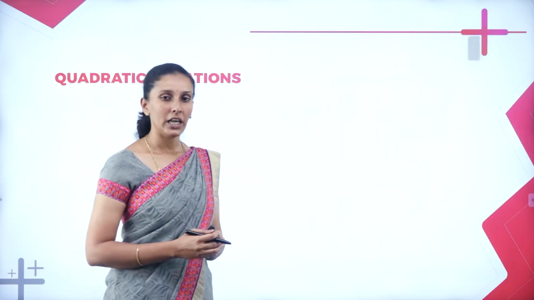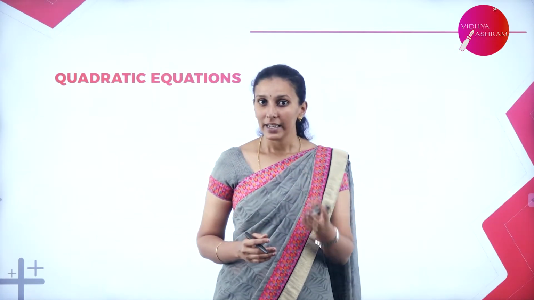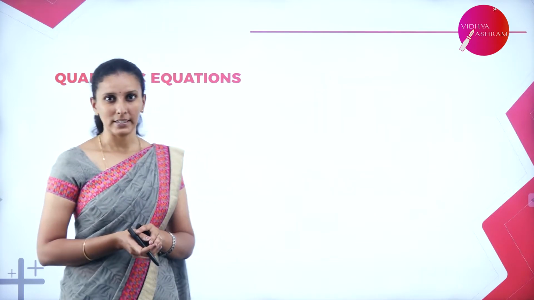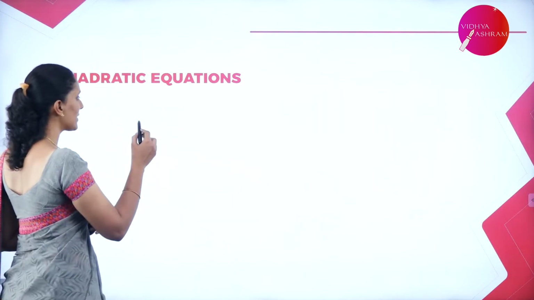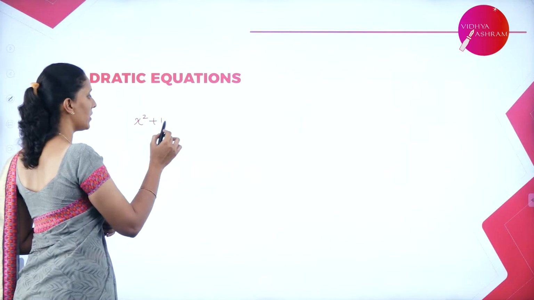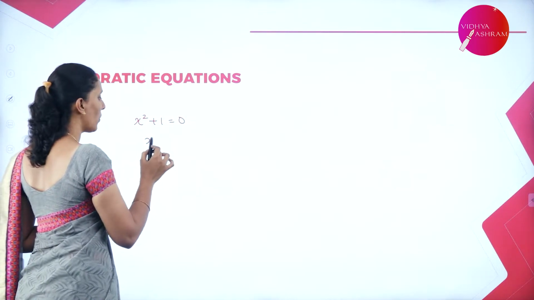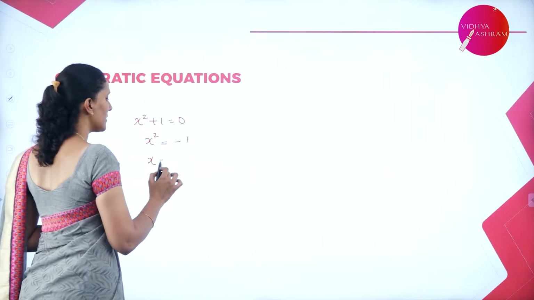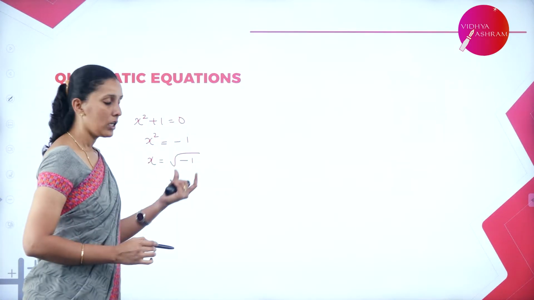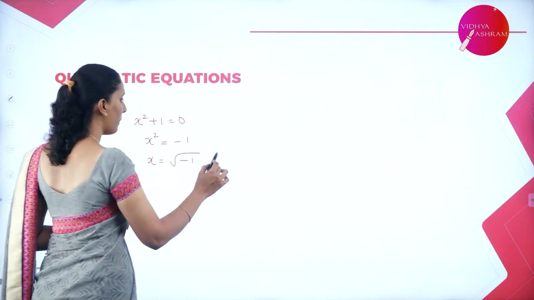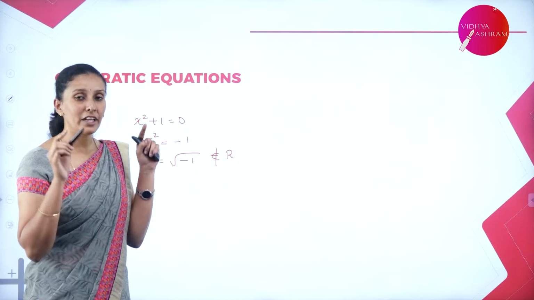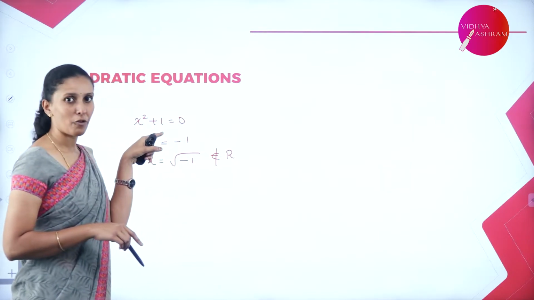We have studied in the earlier classes that the necessity of finding the square root of a negative number is the existence of complex numbers. So we have taken an example of x square plus 1 is equal to 0. So when I say x square plus 1 is equal to 0, we'll get x square is equal to minus 1, x is equal to square root of minus 1. The square root of a negative number does not exist in the set of real numbers.